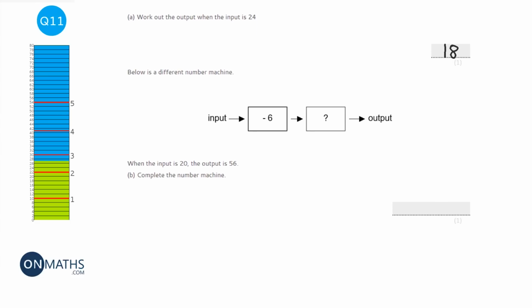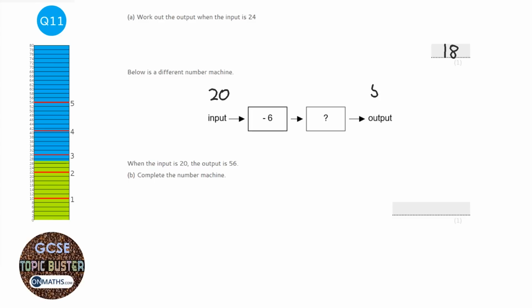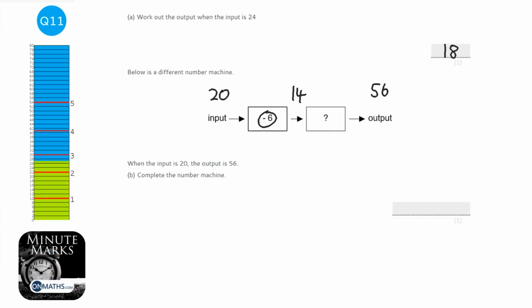Next question says below is a different number machine. It says when the input is 20, the output is 56. So let's follow through on the input. So the input's 20, we take away 6, so that's going to give us 14. Now we've got to think, how do I get from 14 to 56?